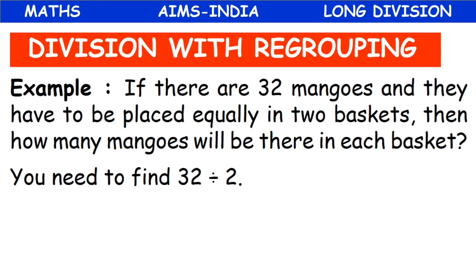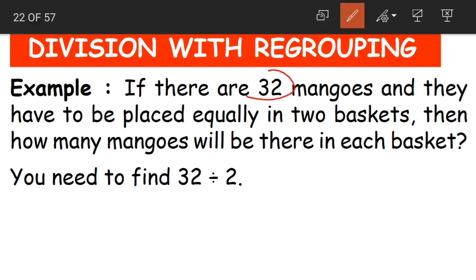Now moving on to division with regrouping. Example: if there are 32 mangoes and they have to be placed in 2 baskets equally, then how many mangoes will be there in each basket? Again, we have 32 mangoes which are to be placed equally in 2 baskets.